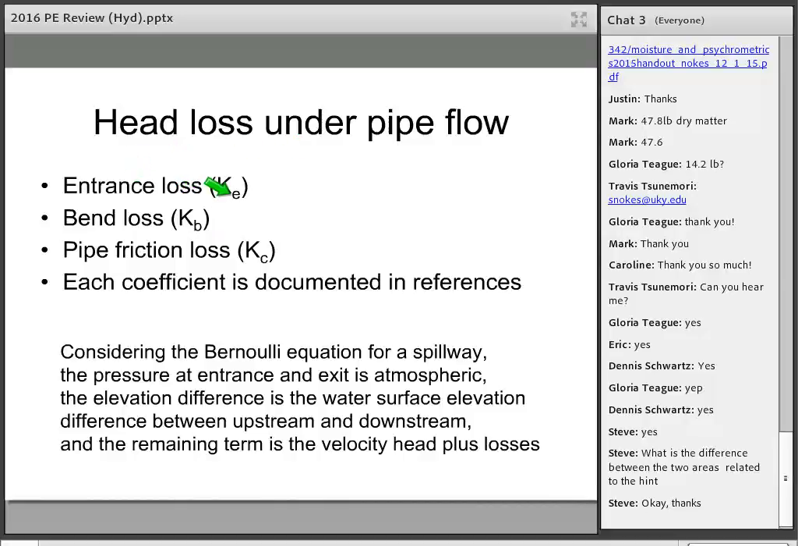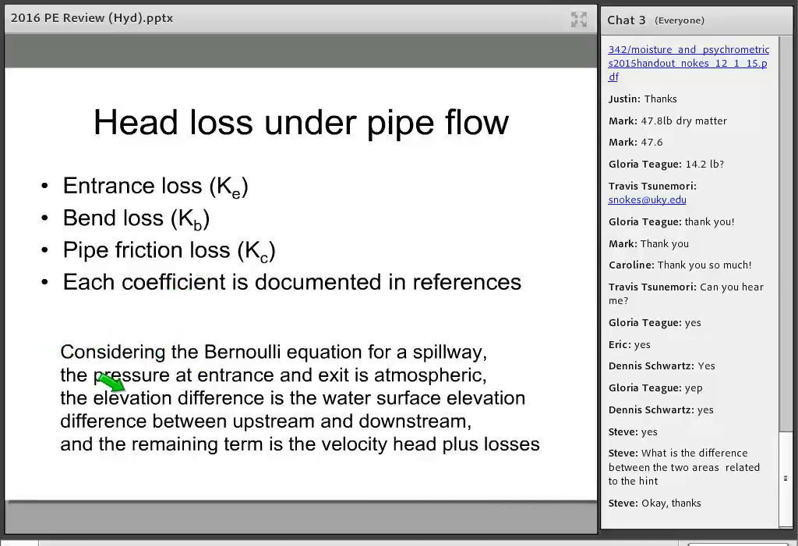You've got an entrance loss. Essentially, you've got flow going into a pipe. If you think of it as the protrusion in the orifice, that was a pretty hefty change in coefficient. You've got a bend loss, so if you've got a change in direction of the flow because it's got to come from a vertical pipe into a more horizontal pipe, you can have that. All the way along a pipe, you're going to have friction losses, and the references are there. The coefficients are all documented in the various references.